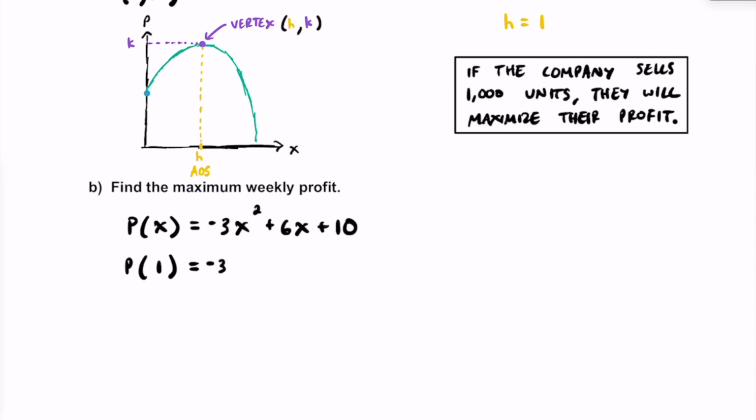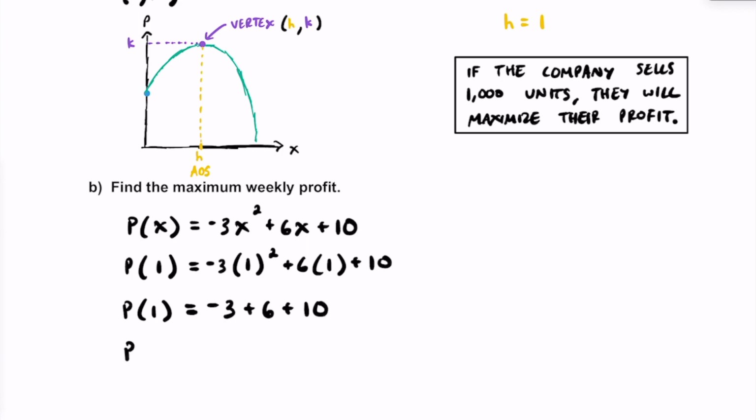That's going to be negative 3 multiplied by 1 squared plus 6 multiplied by 1 plus 10. And so really we just have some order of operations to do here. So evaluating this expression when x is 1, 1 squared is 1, 1 times negative 3 is going to equal negative 3. Plus, we have this 6 times 1, that's just going to equal 6. And then finally, we're going to add the 10 here. So when x is 1, or when 1,000 units are produced, negative 3 plus 6 is going to be 3, plus the 10 is going to be 13.